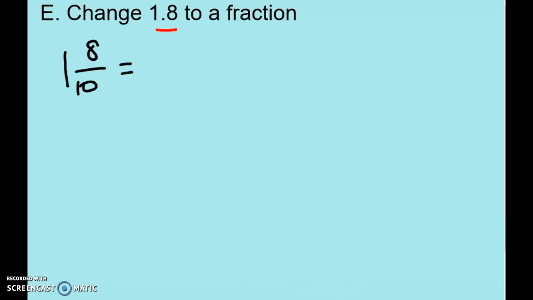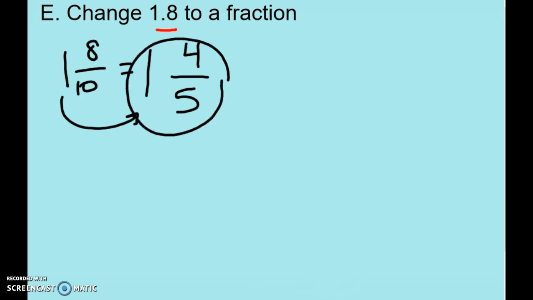And we know that 8 and 10 are both even, so we would divide the top and bottom by 2. 8 divided by 2 is 4, and 10 divided by 2 is 5. And we still have that 1 there. Don't forget that 1. Okay? So 1 and 8/10 written as a fraction is 1 and 4/5.